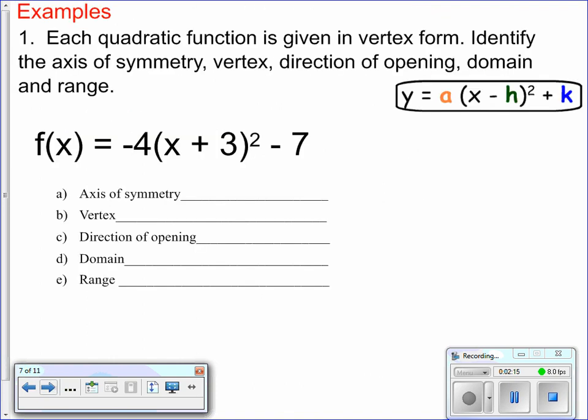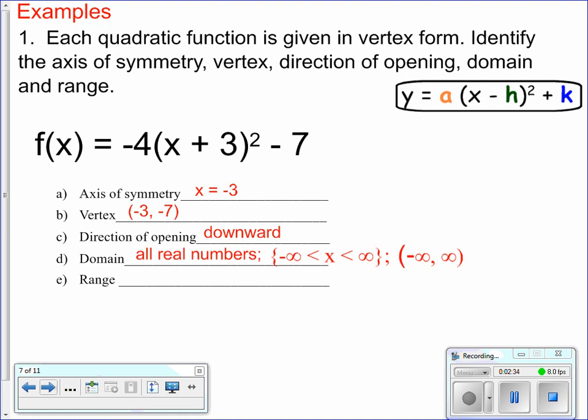So for example, our axis of symmetry in this example would be x equals negative 3. The vertex would be negative 3, negative 7. The direction of the opening is downward because it says negative 4. Our domain is going to be all real numbers. And our range is going to be, in inequality form, y is less than or equal to negative 7. In interval notation, it would be parentheses, negative infinity, negative 7 with a bracket.